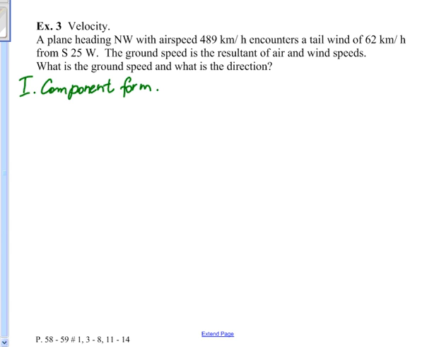So let's come up with a diagram first that will allow us to get a sense of this situation. The plane is heading northwest. If it says northwest, we can assume that it is exactly northwest, which would be 45 degrees from west towards the north. So our airplane is northwest, 489. Let's call it P for plane.